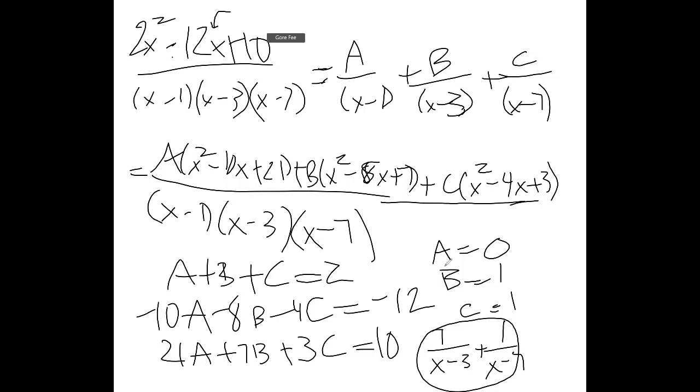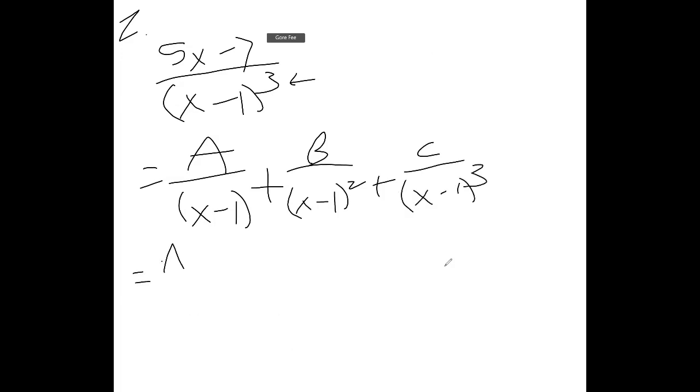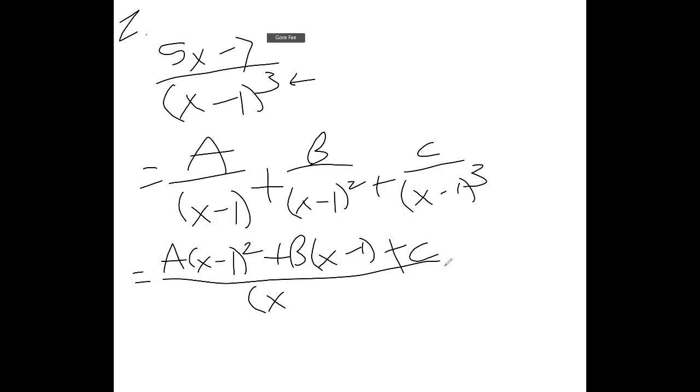So let's look at the second question that I gave you. And this is 5x minus 7 over x minus 1 cubed. So we have the same repeating factor 3 times, right? Because the power is 3. So we split this into a over x minus 1 plus b over x minus 1 squared plus c over x minus 1 cubed. So this is just a times x minus 1 squared plus b times x minus 1 plus c over x minus 1 cubed.